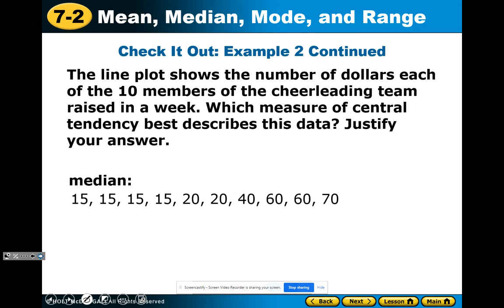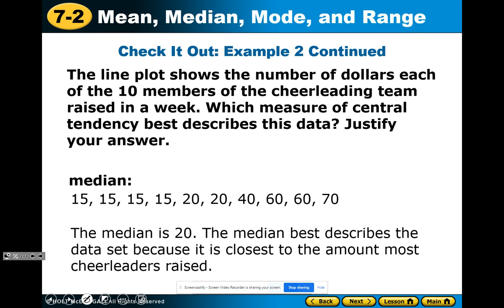When we look at the median, like Evan said, 20 is the median. The median best describes the data set because it's closest to the amount most raised by cheerleaders. 6 of the 10, what did they do? They had money donated. Yeah, they got money donated in either $15 or $20 increments, right? So most of them were there, so they said the median was the best because that's where the cluster is, that's where the group is.